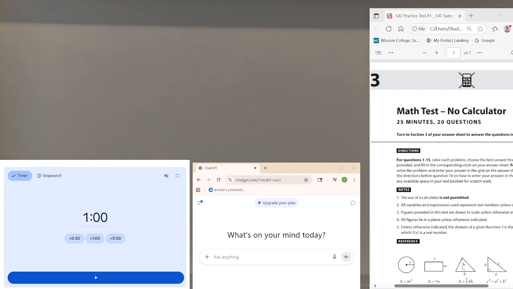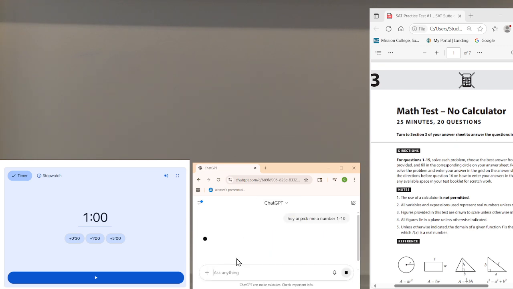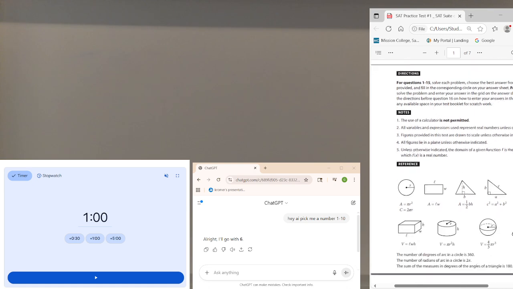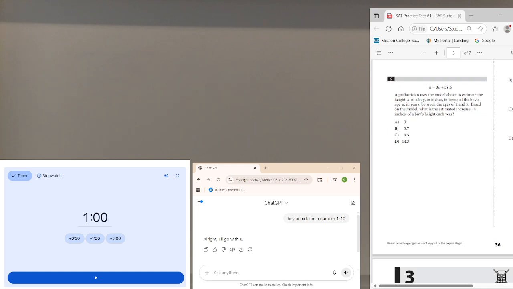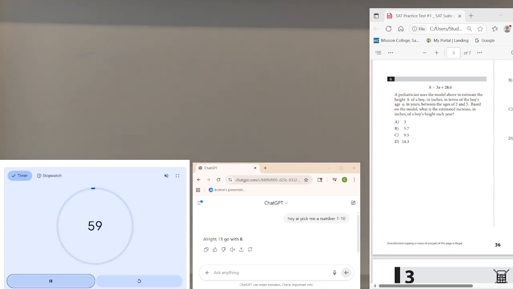So let's go ahead and load our screen. And I'm going to say, hey, AI, pick me a number 1 through 10. Okay, all right. AI went with 6. Let's go with 6. All right, guys. Let's go ahead and set the timer. No cheating, no starting. All right, let's get it.